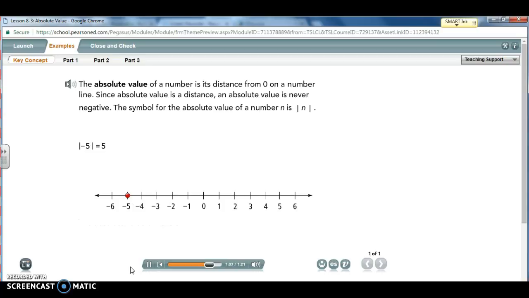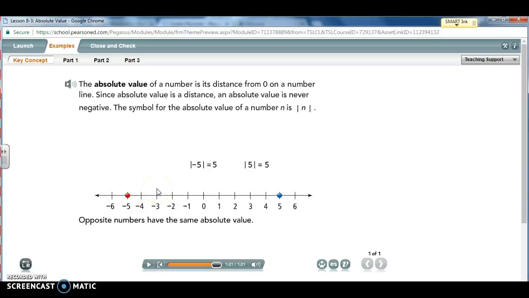Let's look at them together. The absolute value of -5 is 5. The absolute value of 5 is 5. Opposite numbers have the same absolute value. So the absolute value of a number is its distance from 0 on a number line. Since the absolute value is a distance, an absolute value is never negative. So even though this is -5, the absolute value of this is positive.